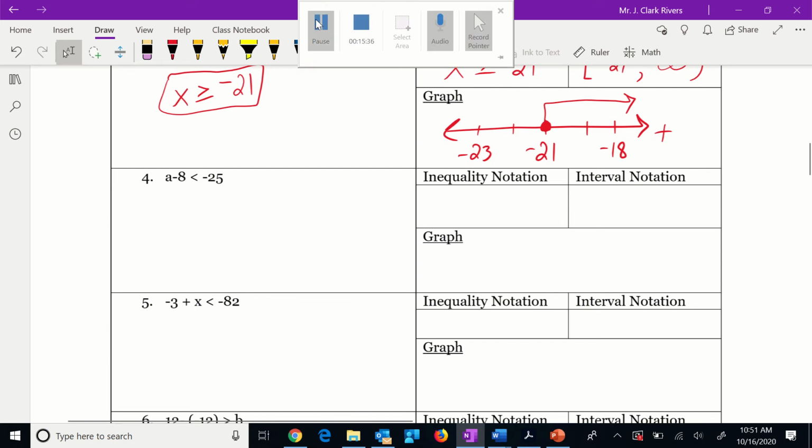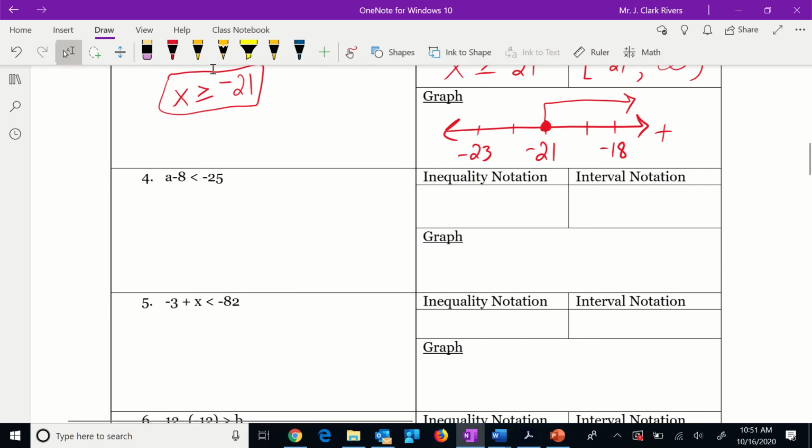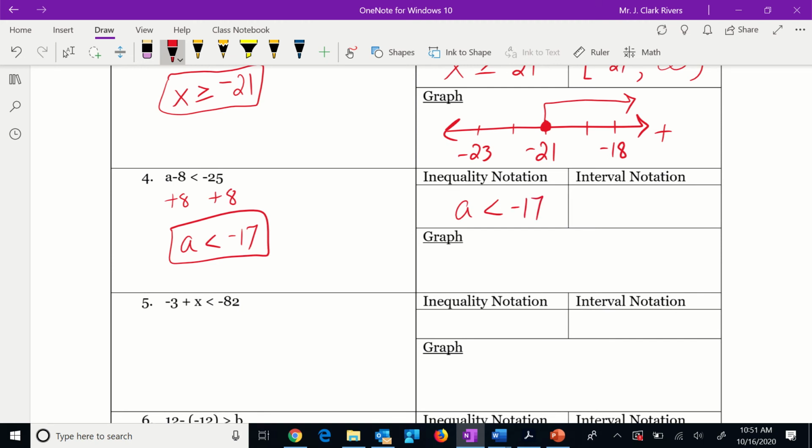All right. Number 4, a minus 8 is less than or equal to negative 27. We're going to add 8 to both sides, plus 8 and plus 8. So a is less than or equal to negative 27 plus 8. That's negative 19. So a is less than or equal to negative 19. That is our inequality notation. Now the graph.